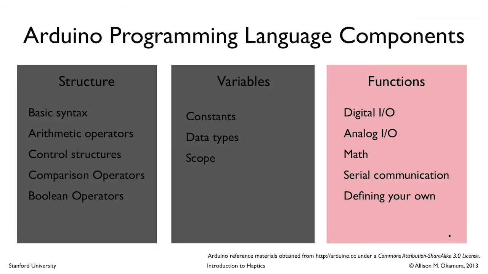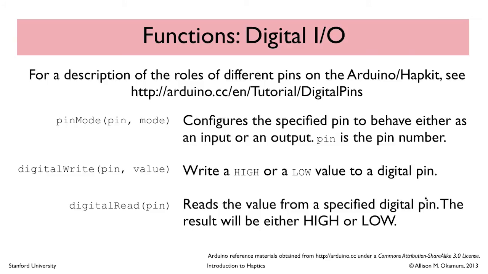Finally, we'll get to a description of how functions work, both functions that are provided for you with the basic Arduino programming language, as well as defining your own functions. So digital input-output is one of the most basic things you need to do, and it will help you to understand how to use the digital input-output if you look at the digital pin descriptions on the Arduino website. And these are, for the most part, the same as what you have on your HapKit board. We'll also provide a link to the details for the HapKit board pins.